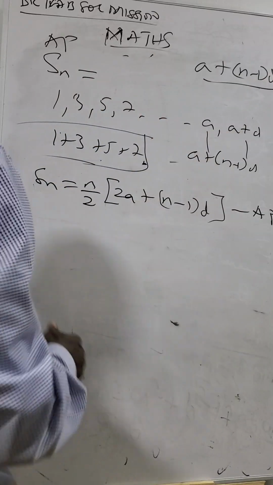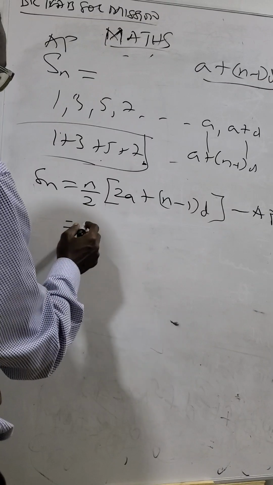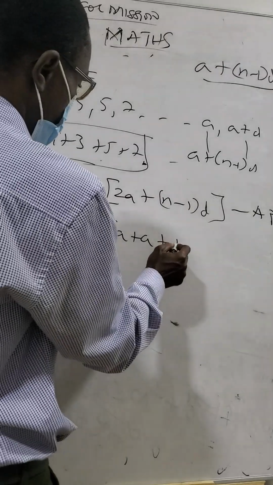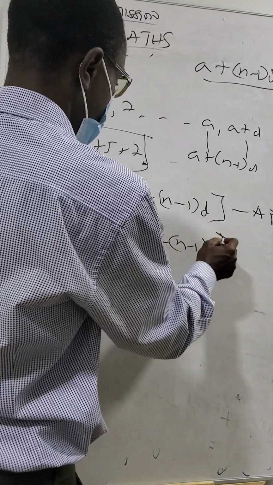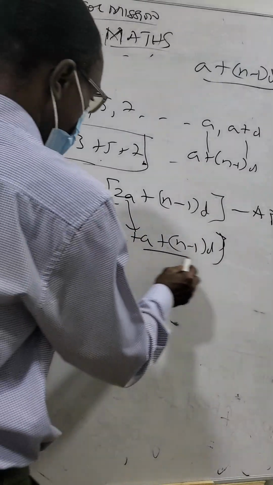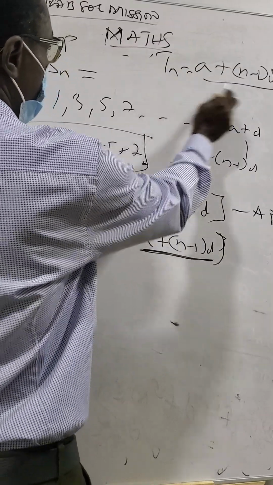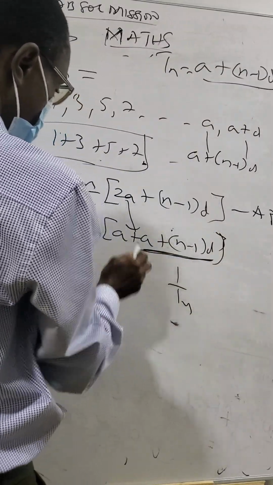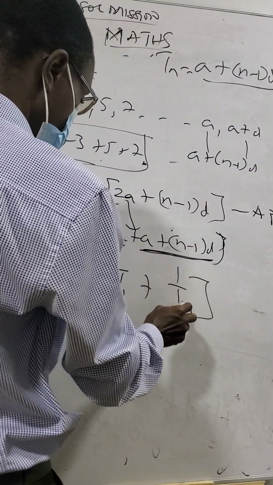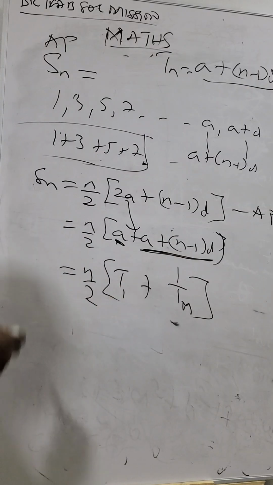Now if you look at this formula very well, you realize that this can be split into something like this: n over 2 times a plus n minus 1 d, and so on. We can split them into 2. What do you realize? This is equivalent to Tn, that's the last term, and this is our first term, which is T1. So the formula can be rewritten as n over 2 times that. So this is also another formula.